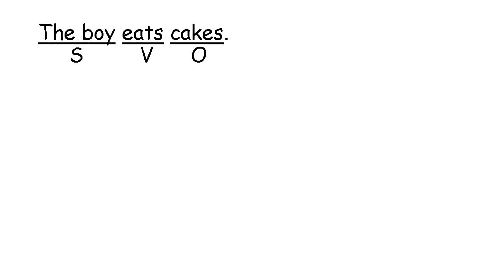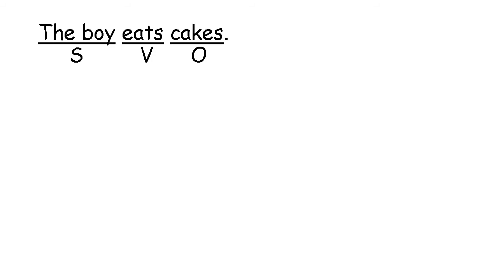The boy eats cakes. This sentence consists of three parts. The first part, the boy, is the subject. Number two, eats, is a verb. And number three is cakes, as an object. So here the sentence is made up of a subject, a verb, and an object.